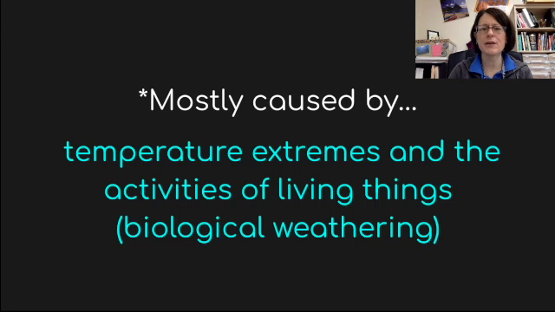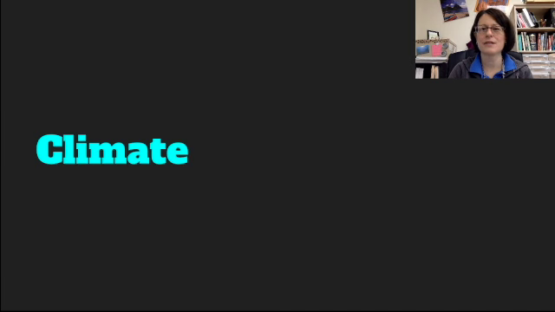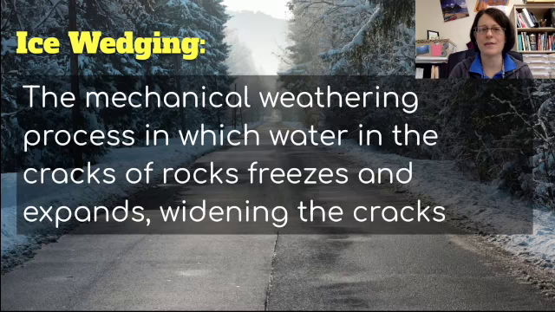Now, mechanical weathering is mostly caused by temperature extremes and the activities of living things, which is biological weathering. The biological weathering is due to things like tree roots and plant roots breaking apart the stone. The rate of weathering is determined by the climate, the type of rock, the amount of exposed surface area, and topography. So let's take a look at each of those things. Let's look first at climate and how that affects it.